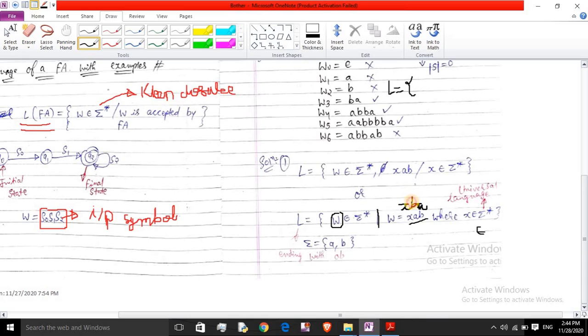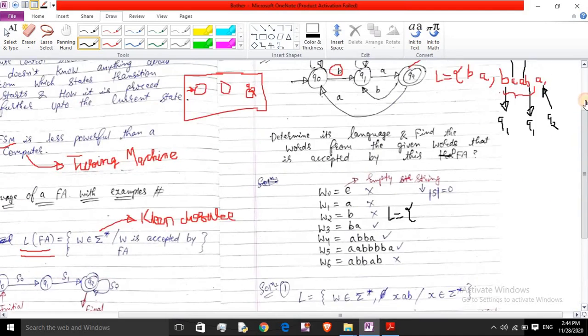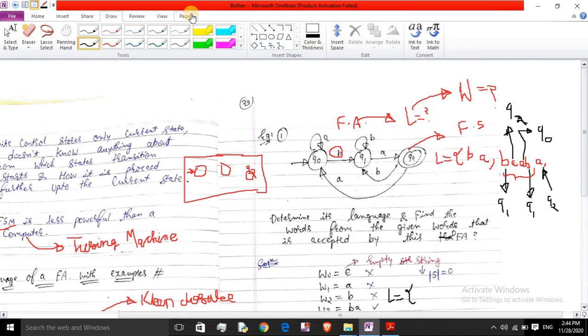Is accepted by this machine. So our language will be like this, where our input alphabet sigma is equal to {A, B}. It should be ending with BA, not AB. Okay. If you have any doubt in this, you can ask me in the comment section. Okay. Now moving to our next page.